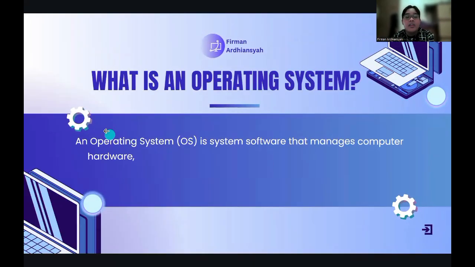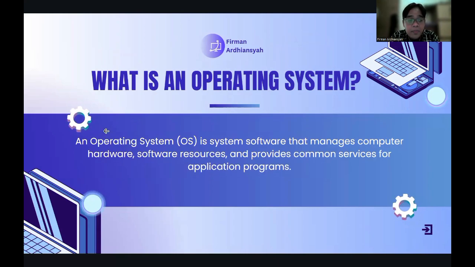Next, what is an operating system? An operating system, or OS, is system software that manages computer hardware and software resources, and provides common services for application programs.